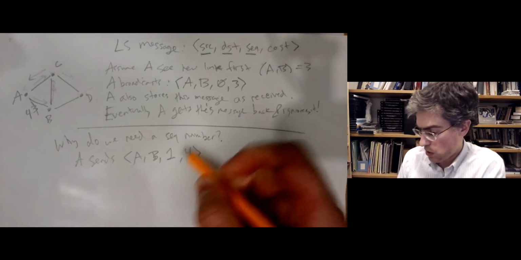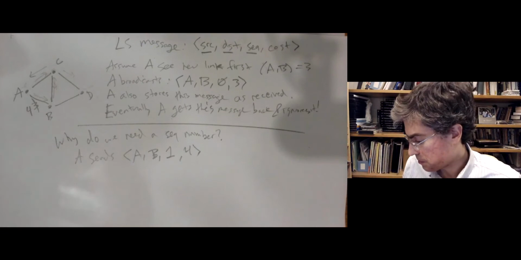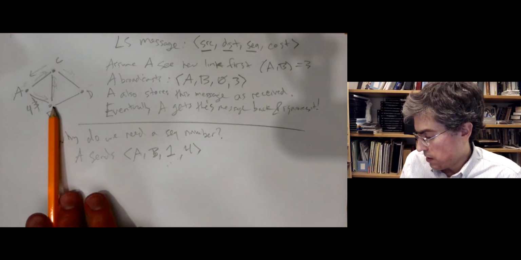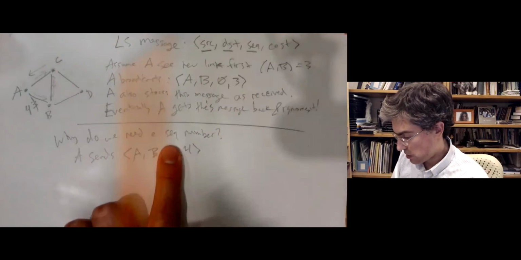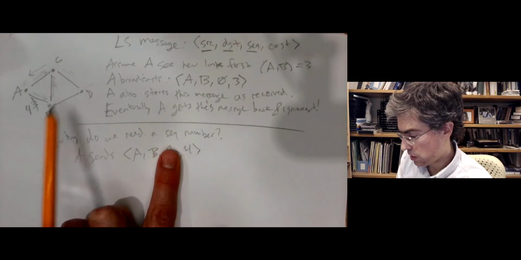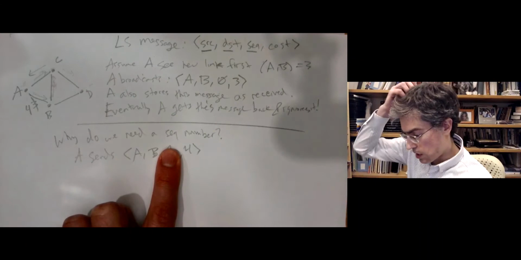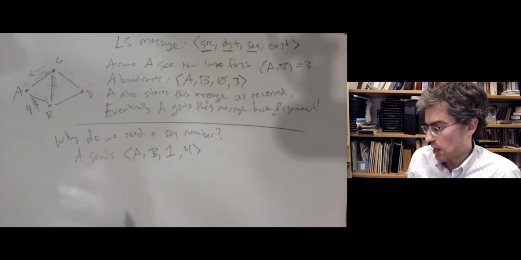Now, where did it get this one? When A creates a message and records this value, it has to also keep this counter and increment it. Okay. But anyway, A sends this message with this new sequence number. If we didn't have it, of course, then the nodes that receive information could always store it, and if it looked new, they could retransmit. If it didn't look new, then they would not retransmit it.